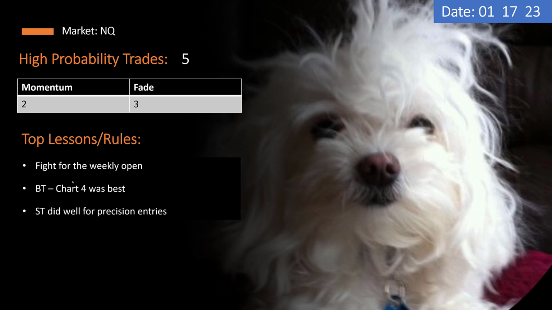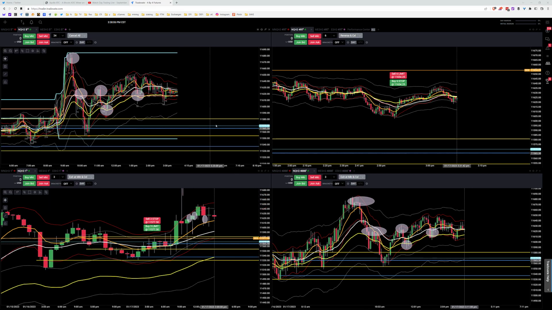So what are the lessons for today? It was a fight for the weekly open. The big chart 4 was the best to be watching for structure of the market, and the small tick did extremely well for precision entries. So let's jump over to the chart.